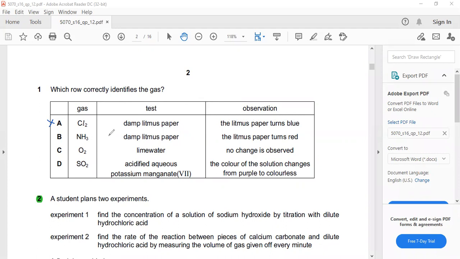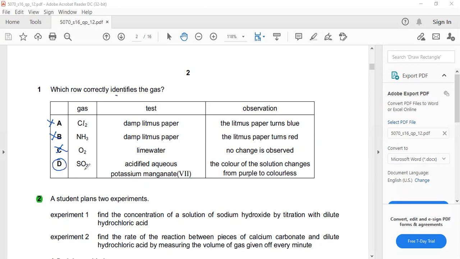Damp litmus paper. Ammonia is wrong. Ammonia turns damp litmus red to blue. Oxygen does not change the lime water color. This is not a test for it. This information is correct, but this is not a test.